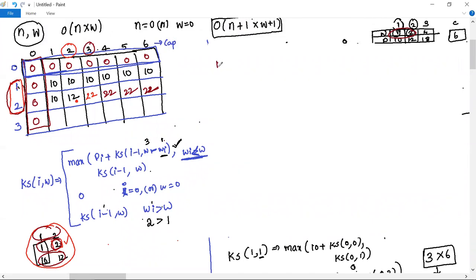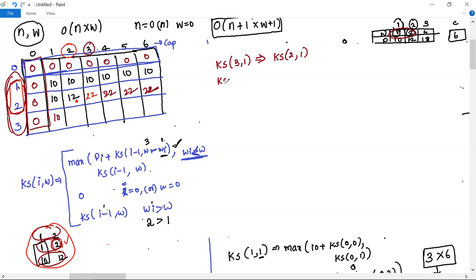Now, ks of 3 comma 1. What is the meaning? Now we have three objects. Three objects are there with me, but the capacity of the knapsack is what? Capacity of the knapsack is only 1. Is it possible to include this object? No. If you are not able to include this object, then what is the meaning we need to consider? Remove that object and consider 2 1. What is 2 1? 10. Is my point clear? Yes. So third object I cannot include.